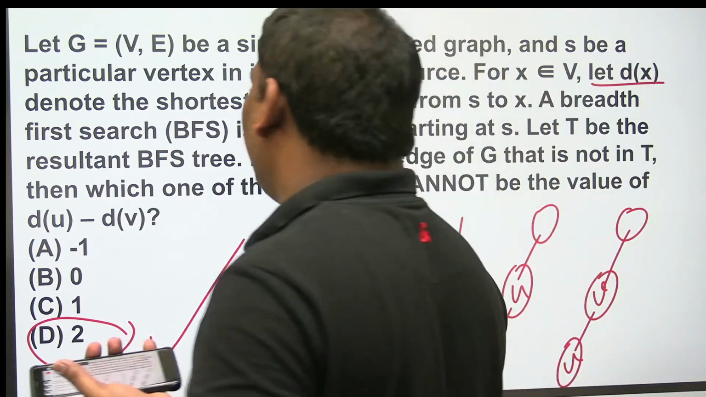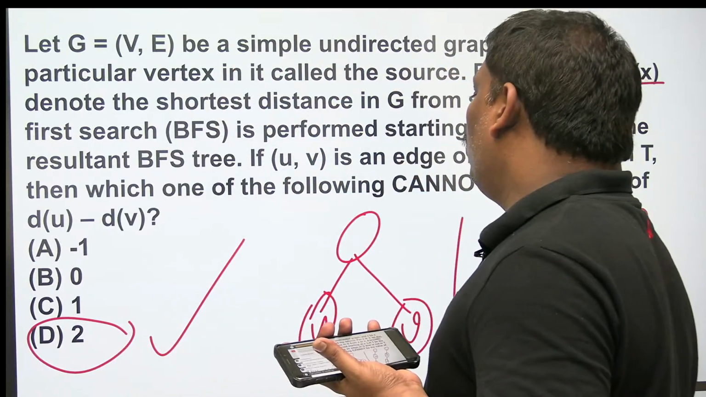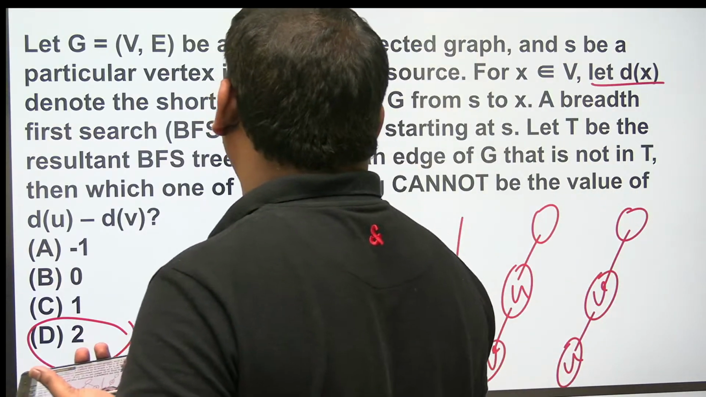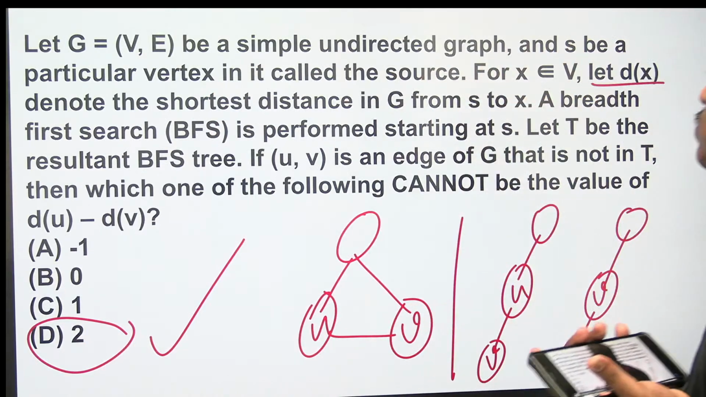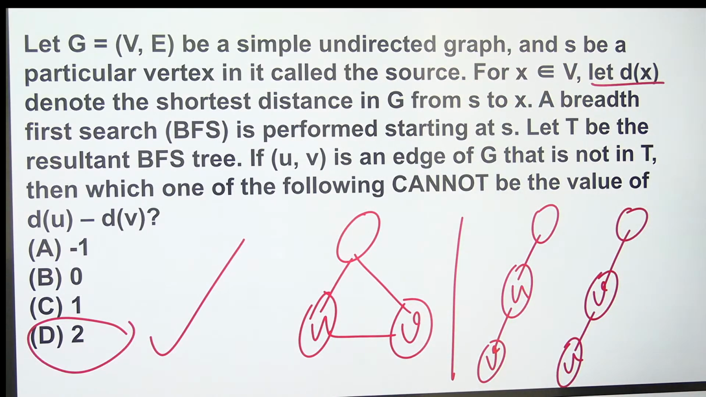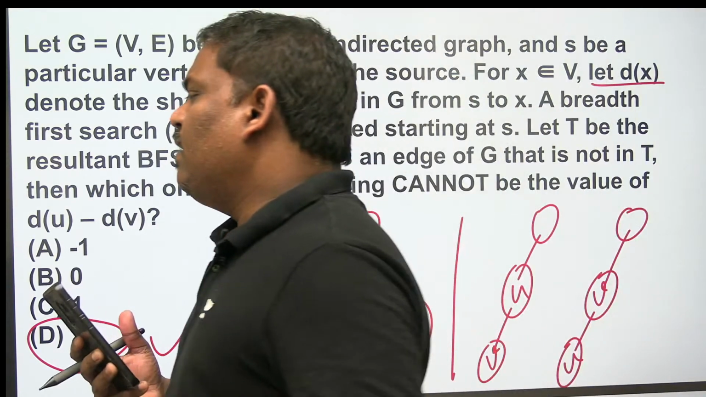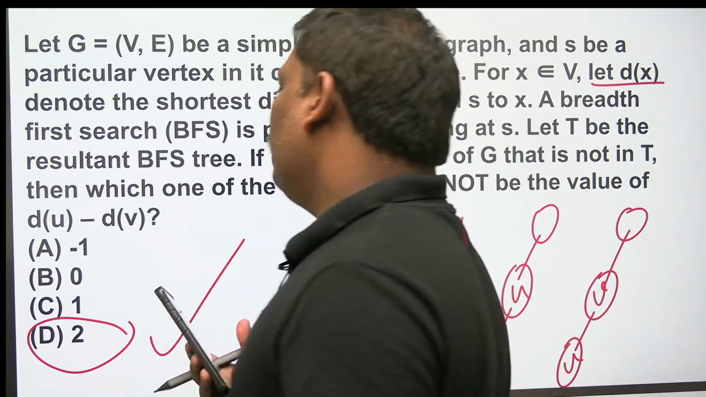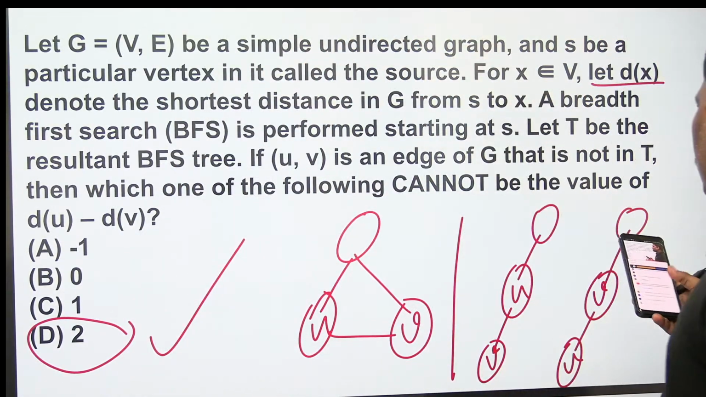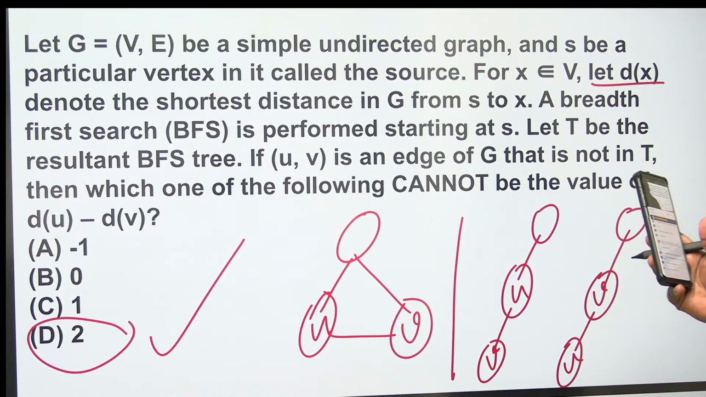And between U and V, an edge is there. Between U and V, the edge is already there in the graph. If you apply BFS, what is the du minus dv possible? And the edge is also there. If the edge is not there, you cannot say anything. Because the edge is there, you can comment something. What is the du minus dv? The answer is 0 possible, 1 possible, minus 1 possible, 2 no chance.